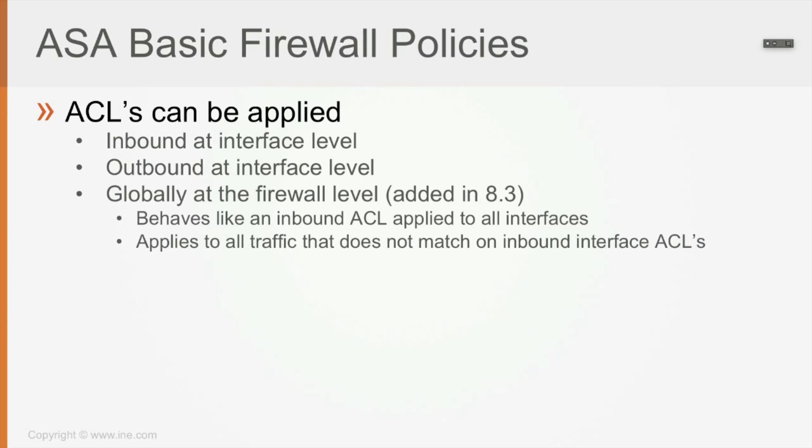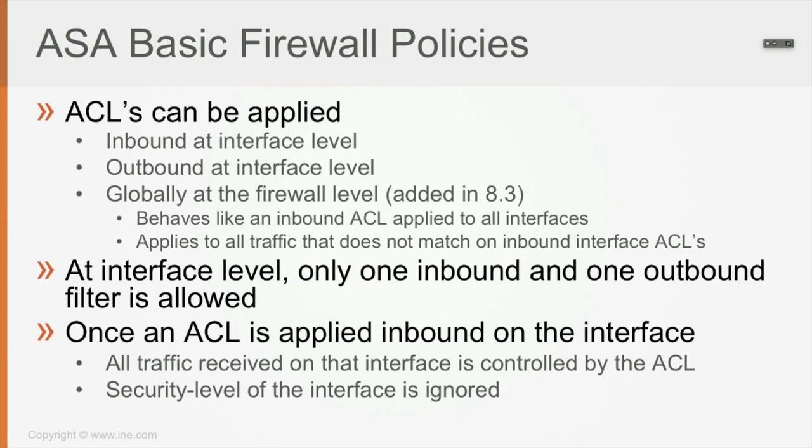This feature was added in code 8.3, and it behaves like an inbound ACL applied to all interfaces, and is going to apply to all traffic that does not match an inbound interface ACL. At interface level, only one inbound and one outbound firewall filter is allowed, just like on the IOS. And once an ACL is applied, this is a very important topic: once an ACL is applied inbound on the interface, then at that point the security level pretty much is ignored. All traffic received on that interface is going to be controlled by the ACL.